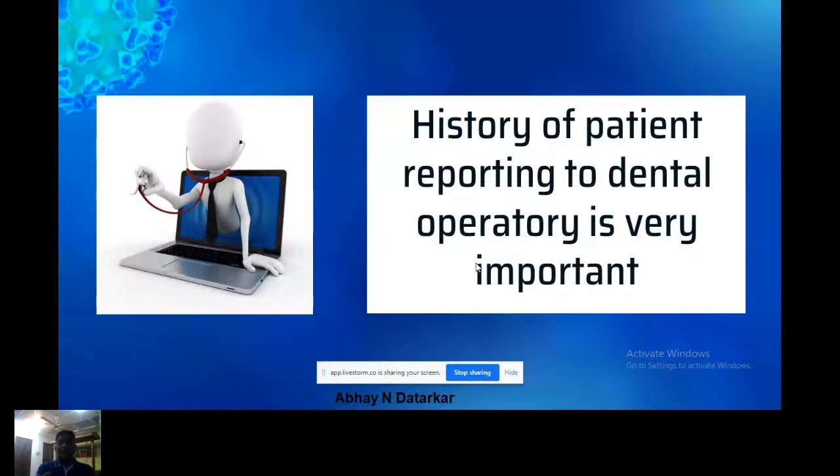Now it's very important, when you want to treat a patient, to take a proper history of the patient who is reporting to our dental operatory. Okay, everybody knows about telemedicine.